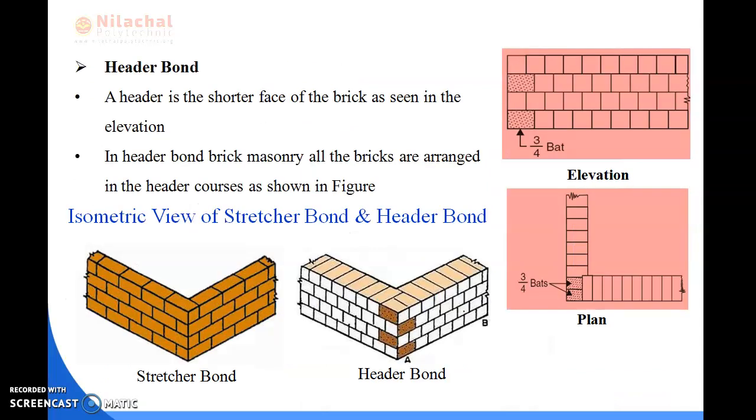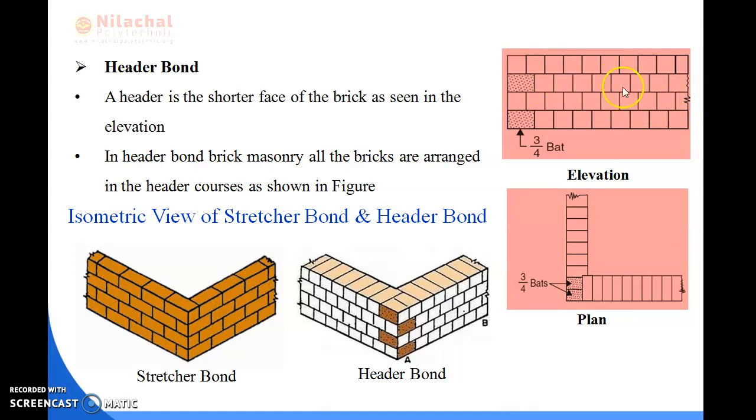So next one is header bond. As I have told you, header means the width part, the shorter face of the brick. So header bond is the shorter face of the brick as shown in the elevation part. In header bond brick masonry, all the bricks are arranged in header courses. You can see here the images I have already shown. In the elevation part, this is the header course, which is the shorter face of the brick.